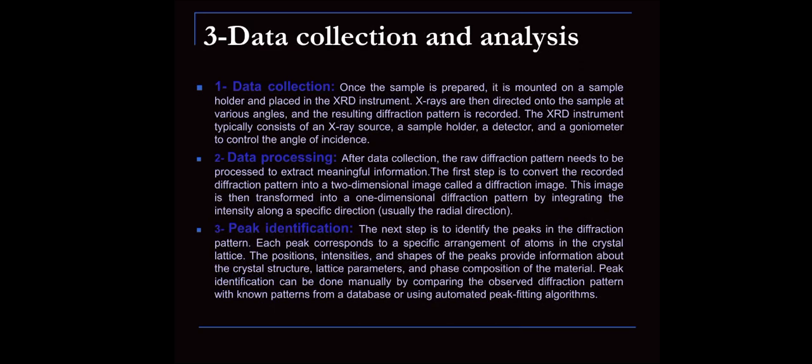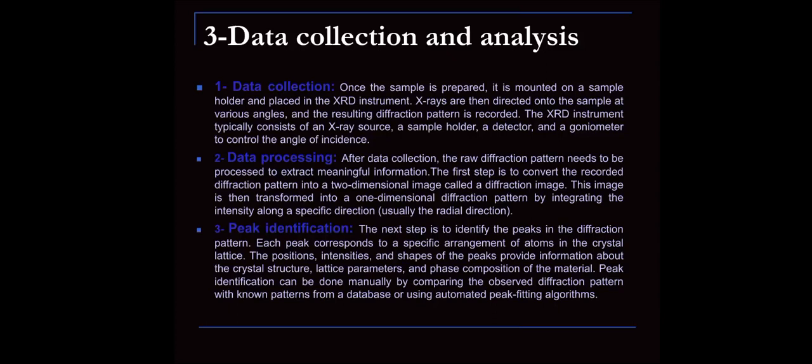Two, data processing. After data collection, the raw diffraction pattern needs to be processed to extract meaningful information. The first step is to convert the recorded diffraction pattern into a two-dimensional image called a diffraction image. This image is then transformed into a one-dimensional diffraction pattern by integrating the intensity along a specific direction, usually the radial direction.